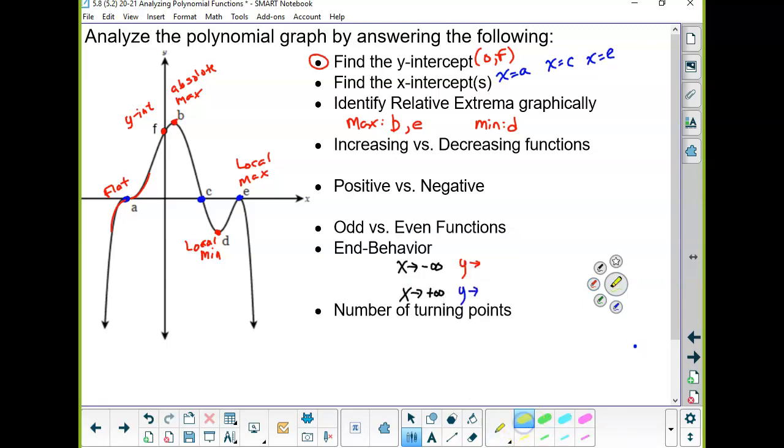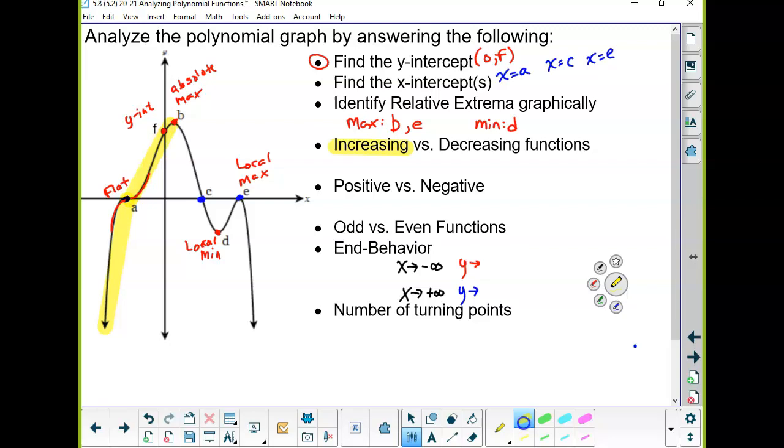And then I like to use a highlighter to help identify the spots where it's increasing versus decreasing. So increasing, think of having a positive slope. As we go from left to right, is the graph going up? So if I start on the left-hand side to go up here, notice I have increasing slopes. And then it still is increasing, even though it flattens out here, it's going to increase all the way until I hit B.